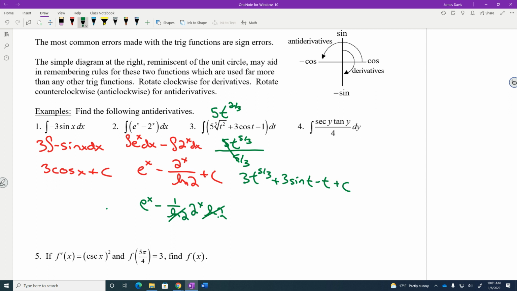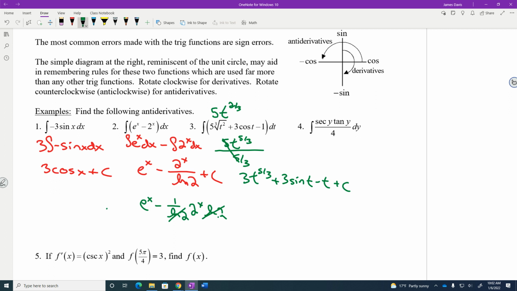Especially with the trig functions, I like to just take those derivatives and just make sure it works. So if I were just to single out this part, 3 sine of t, derivative of sine is cosine, so 3 cosine t. Just to make sure the signs match up. But it's really not too bad.